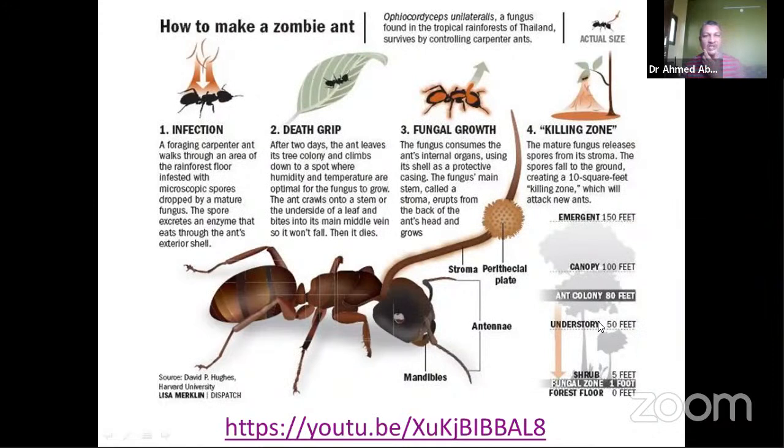After the spore falls on the ant, some enzyme is released from the spore on the exterior shell. As you know, arthropods are very well known for their shells. Chitinous shells are very important in these organisms.